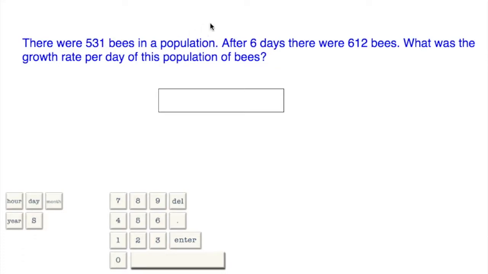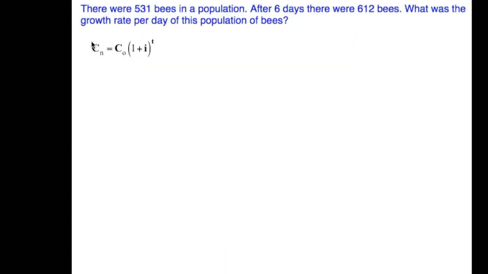531 bees in a population. After 6 days, there were 612 bees. What was the growth rate per day of this population of bees? We're going to use our growth formula, and we're going to replace everything that we know.